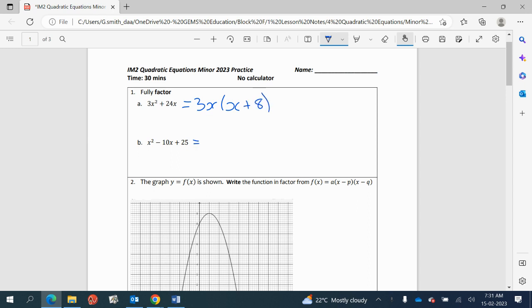Here for the second one, I look at the number at the end, the 25. This could be 1 and 25 or 5 and 5. 5 and 5 add together to give 10, but because that's a negative, you can see it's going to be x minus 5, x minus 5. But this is a repeated factor, so I have to simplify it like this.